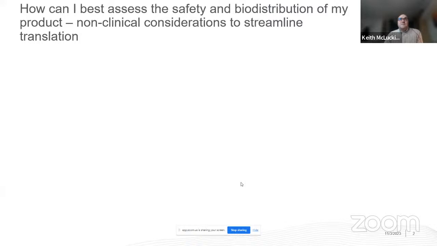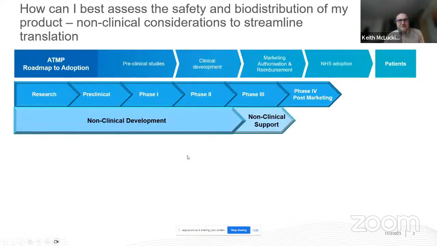Okay, how can we best assess the safety and biodistribution of my product? That's what you all realistically want to know. From an academic point of view, this may be fairly daunting, but realistically, it's fairly straightforward. You just need to follow this pipeline here. At the top, we have the ATMP roadmap to adoption. This starts with preclinical studies, clinical development, marketing authorization, and then ultimately you get your therapy into patients.